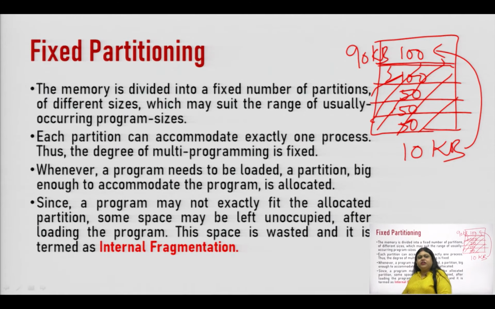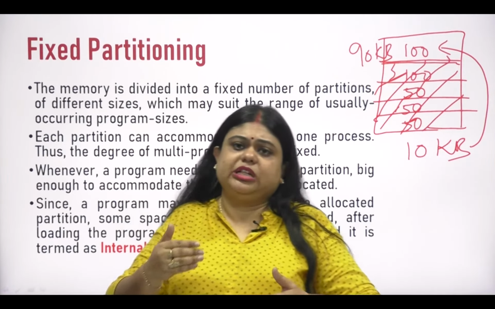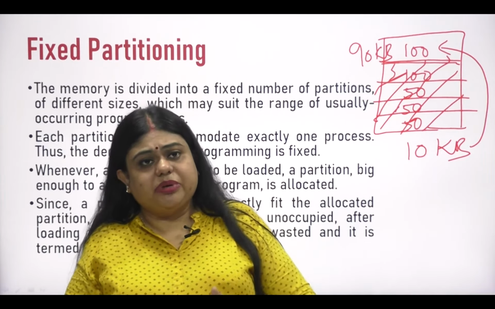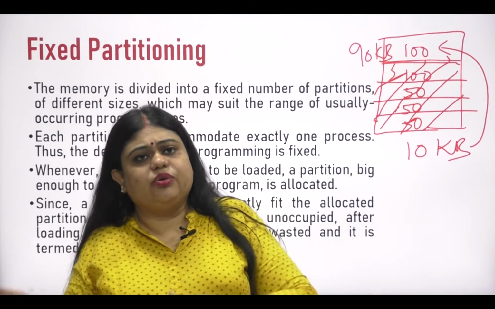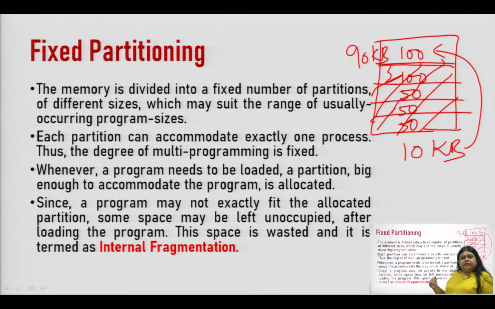Next it says whenever a program needs to be loaded, a partition big enough to accommodate the program is allocated. So, whenever a process is trying to come inside, a partition which can satisfy the memory requirements of that process is allocated to that particular process, right. Next it says since a program may not exactly fit the allocated portion, some space may be left unoccupied after loading the program. This space is wasted and is termed as internal fragmentation.